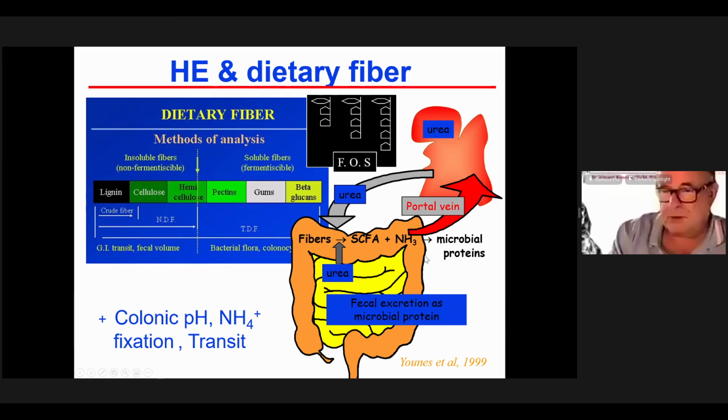Where is the ammonia coming from? Either from the degradation of protein in the hindgut, or from urea that is secreted by the colon, that bacteria will transform to ammonia and will be used to make protein. So by giving fiber, by giving carbon for a bacteria to synthesize protein, you are able to decrease the level of ammonia that will be absorbed.